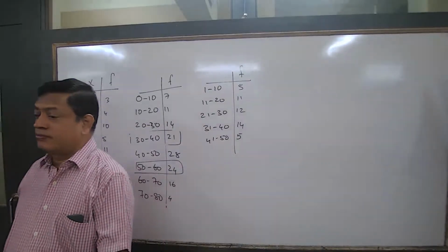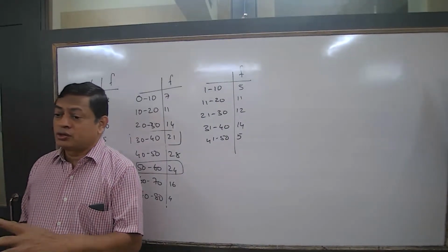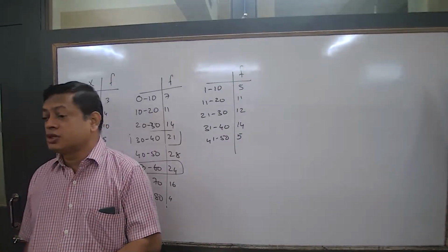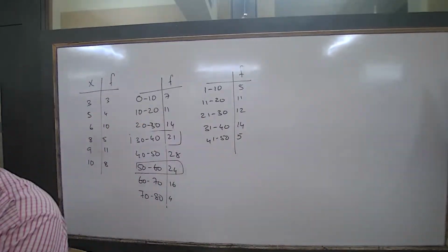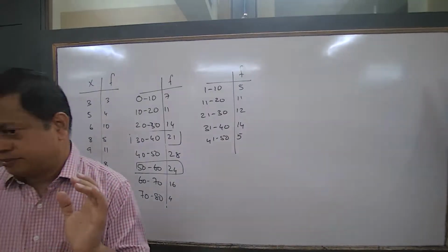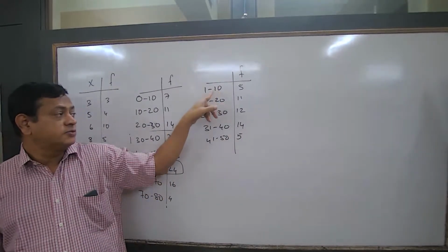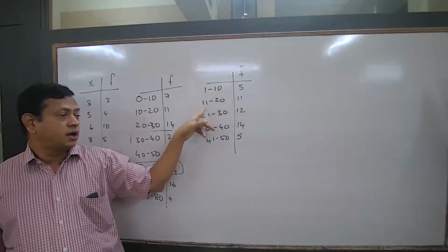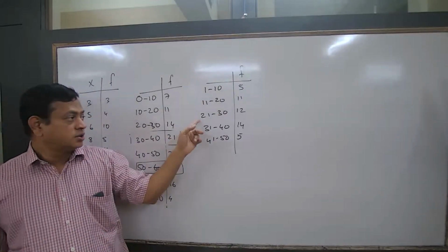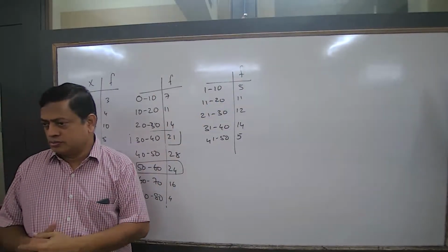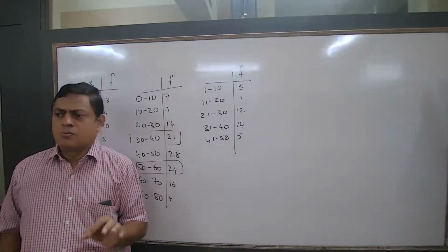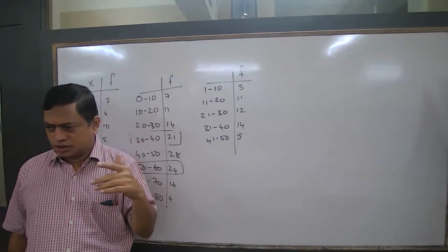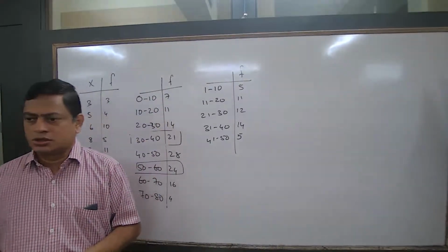To do this, first you have to find the adjustment factor. What is the meaning of adjustment factor? In 99.9% of cases it will be 0.5. It is the difference between the upper limit of one class and the lower limit of the next class. See, 10 and 11, what is the difference? 1. Divide by 2, 1 by 2 is 0.5. In the majority of cases the adjustment factor is 0.5. Clear? There are cases where it will differ, I will explain. Aditi is not listening. Listen.